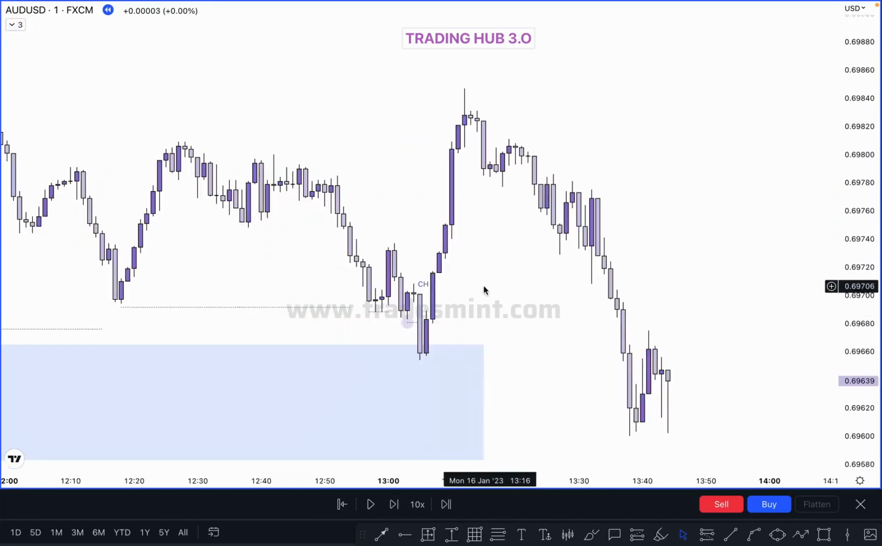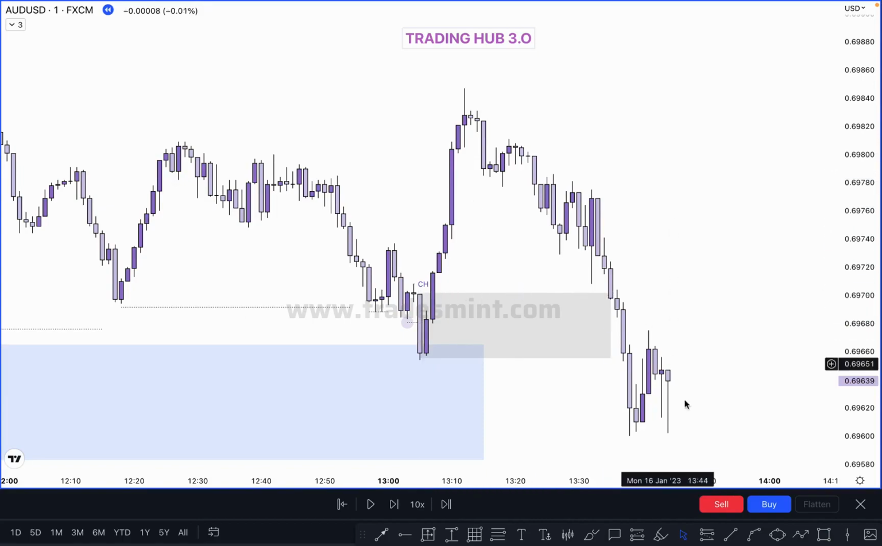Okay, look at this, why did this move happen here? If you are trying to buy here on this bullish order block, this is not valid. Why? Because the market has not created any inducement. If the market creates an inducement here, then definitely you can buy here, right?